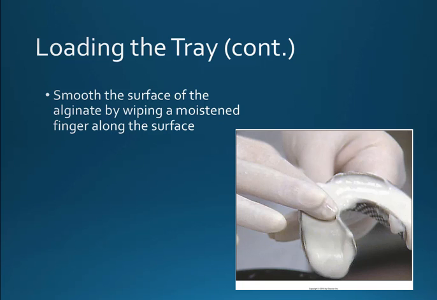After that, you're going to turn on the water and you're going to smooth the surface of the alginate by wiping it with a moistened finger along the surface. So you're just going to smooth it out and then you'll be ready to take the alginate impression.